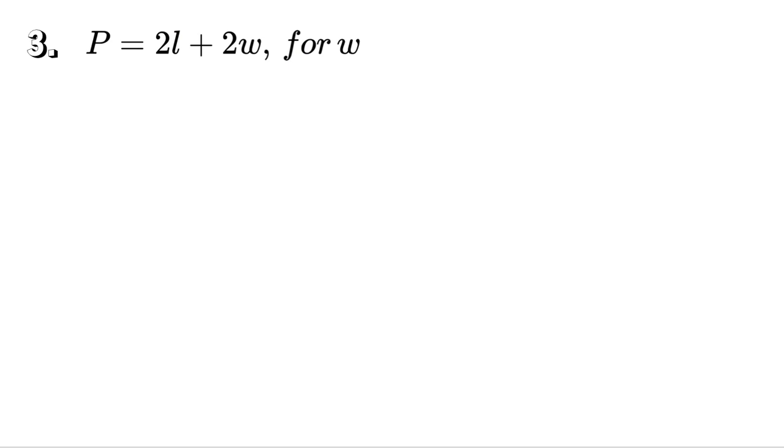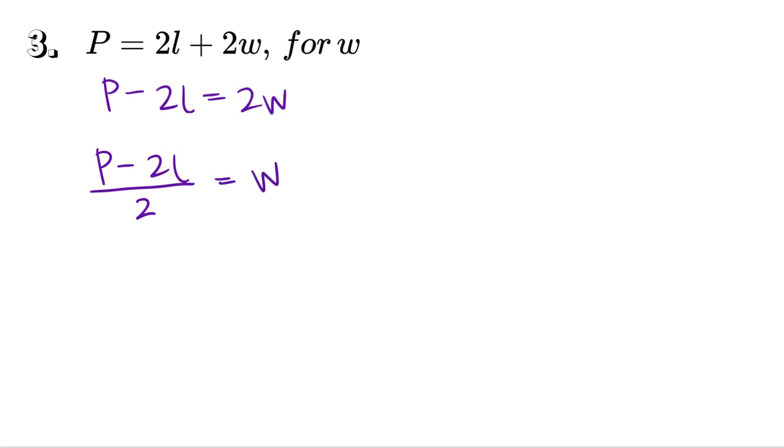And in this next example, number three, we have perimeter equals 2 times the length plus 2 times the width, and we want to solve for the width. So to do that, the first step is to subtract 2L, right? So we get the perimeter minus 2L equals 2W. And then we want to divide both sides by 2. So we get (P minus 2L) divided by 2 equals W.